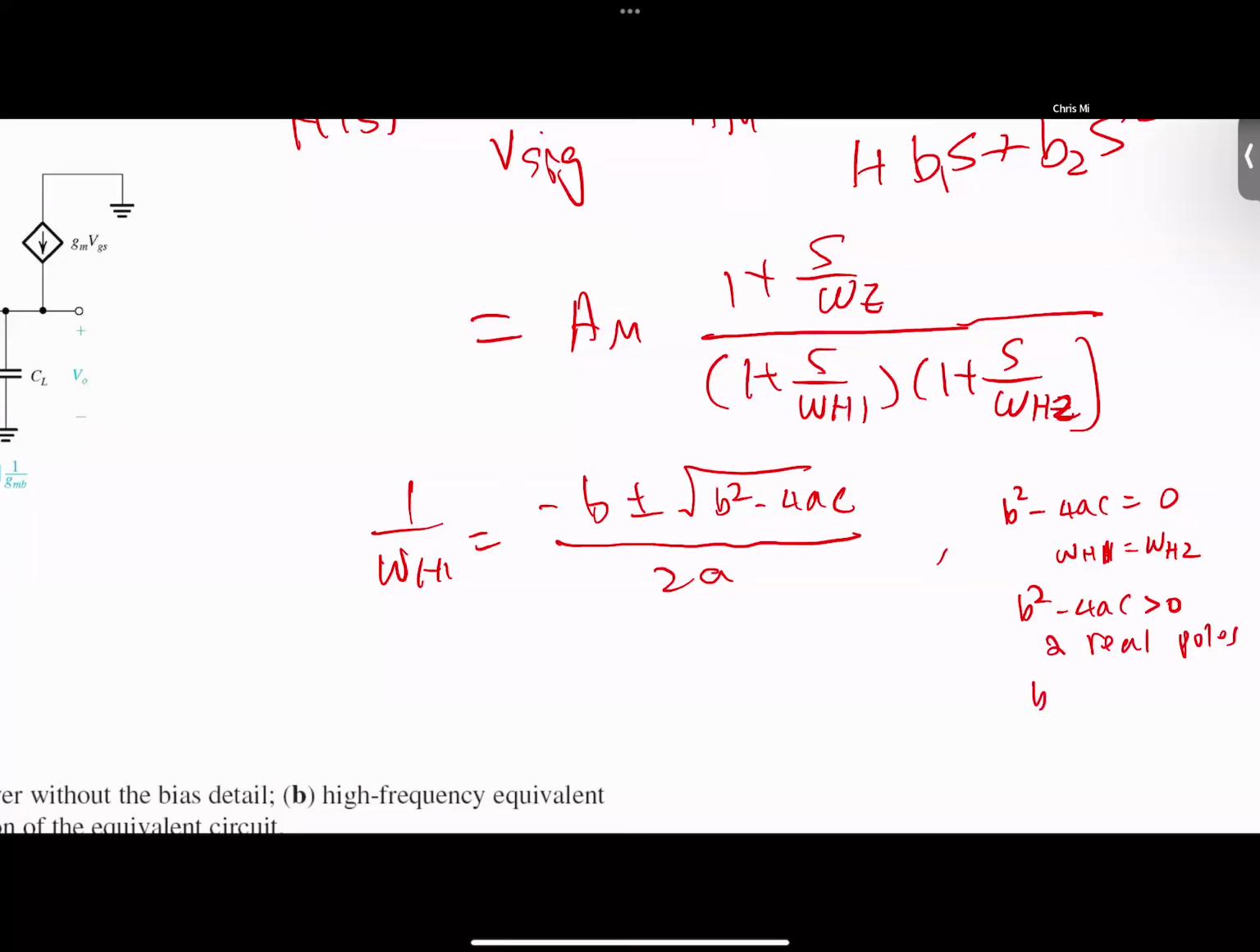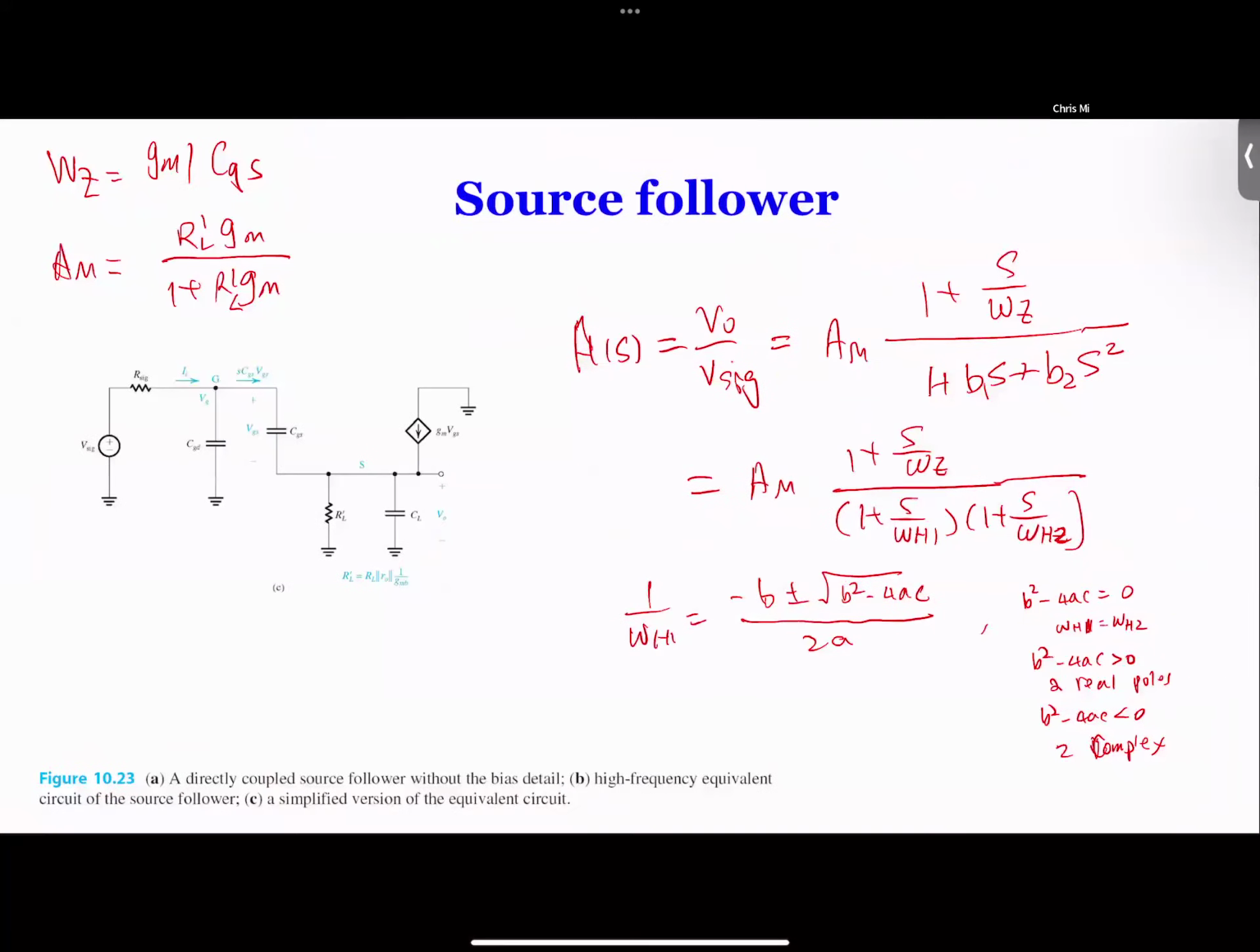2 real poles. And if b squared minus 4ac is less than 0, you have 2 complex poles. So this is the beauty of this source follower: the frequency response is no longer simply just one pole. You actually could have different scenarios. All these numbers depend on B1 and B2, which is a very long equation I could write, but it doesn't make any sense. You can find it in the book.